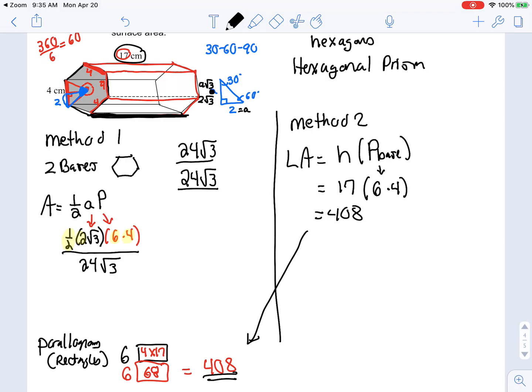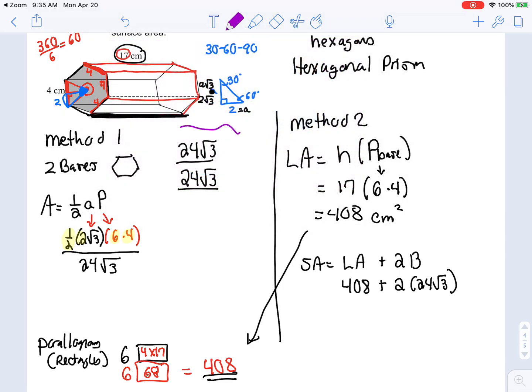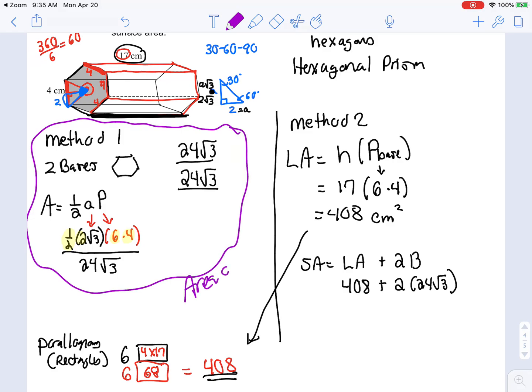Now again, notice that it does match the answer that we got when we did it in the other method. Okay, units, centimeters squared. For the total surface area, we're going to take the lateral area plus the two bases. The lateral area was 408, and the two bases were 24 root 3 each. Here's the thing, class. No matter which method you use, you're going to have to be able to do this. You need to know the area of the base, whether you're doing it the longer way or the shorter way. You're still going to have to do this part of it.